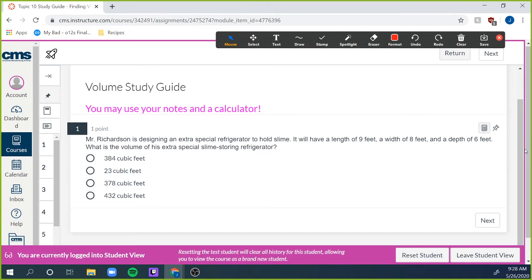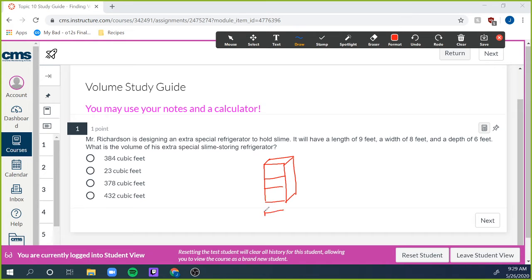All right, so number one, Mr. Richardson is designing an extra special refrigerator to hold slime. It will have a length of 9 feet, a width of 8 feet, and a depth of 6 feet. What is the volume of his extra special slime storing refrigerator? Now, remember, a refrigerator is typically the shape of a rectangular prism, so we know it's going to look like that.